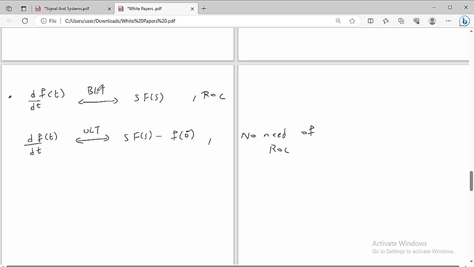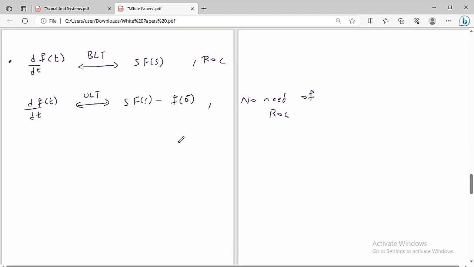So you can see, in the case of bilateral transform, there are no initial conditions and the ROC is compulsory. In the case of unilateral transform, the initial conditions are considered and there is no need of the ROC. I have already told this so many times. Finally, in the case of bilateral transform, the ROC is required with the expression, whereas in the case of unilateral transform, the ROC is not compulsory to write with the expression.